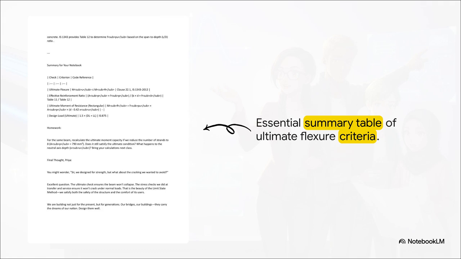I'd highly recommend grabbing a screenshot of this summary table. It distills literally everything we've covered today from clause 22.1 into your essential engineering toolkit. It gives you the ultimate check criteria, the formula for the effective reinforcement ratio, the calculation for the ultimate moment of resistance, and the required design load factoring. Whenever you're applying the code, this is exactly the reference guide you'll want on hand.